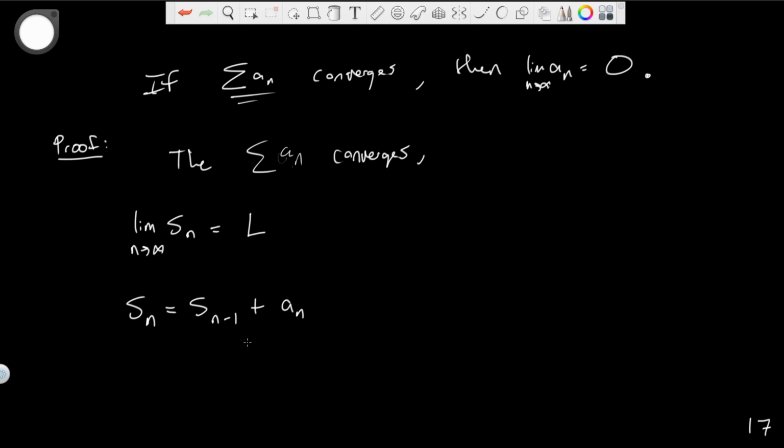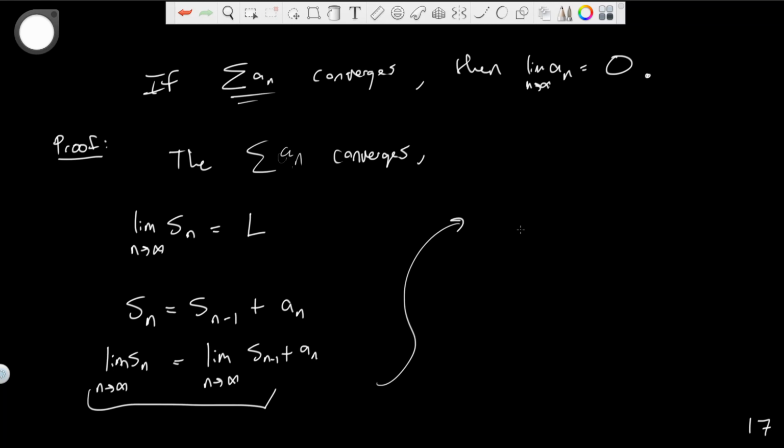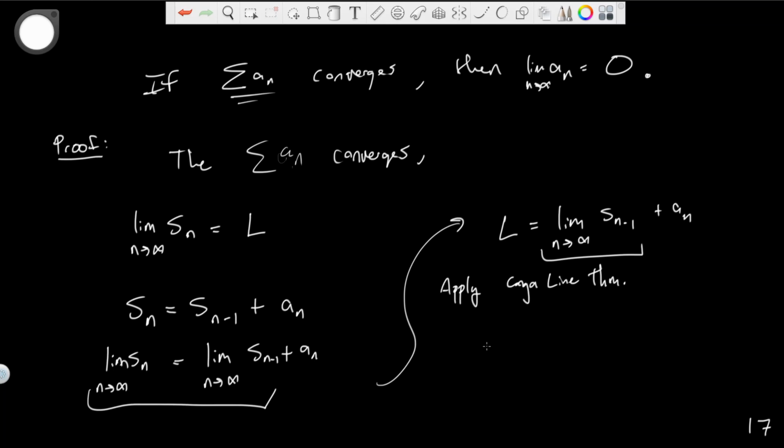All right, so let me go ahead and take the limit of both sides. The limit of this as n goes to infinity is equal to the limit of s sub n minus 1 plus a sub n. All right, okay. We have just established that the left-hand side limit is equal to L. So let me go over here. We have L is equal to the limit as n goes to infinity of s sub n minus 1 plus a sub n. But apply the Conga line theorem. Right? This thing also goes to L.